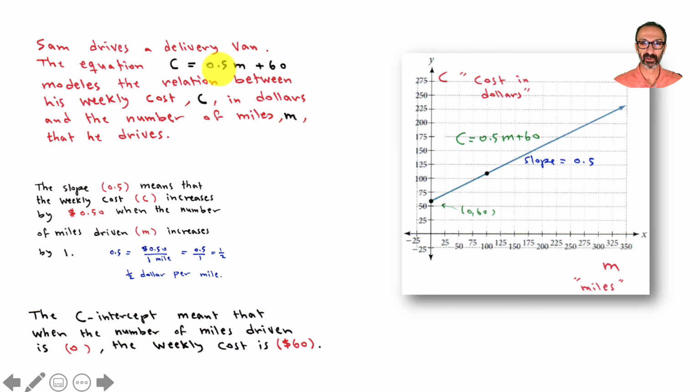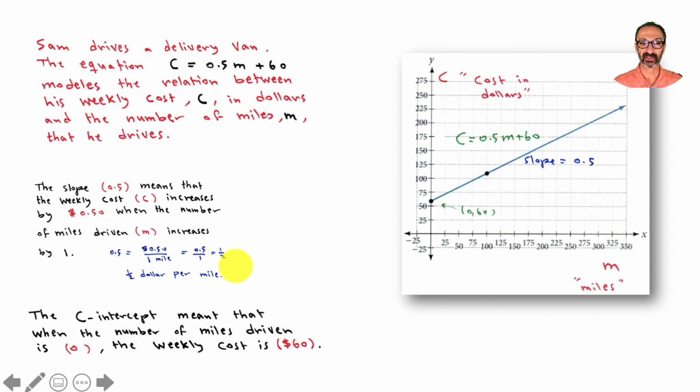What does the 0.5, which is a slope, mean? It's written as a decimal 0.5. Well, 0.5 could be written with units as $0.50 over 1 mile, which is 0.5 over 1, or as a fraction, 1/2. So it's $0.50 per mile. The slope 0.5 means that the weekly cost C increases by 50 cents when the number of miles driven increases by 1.